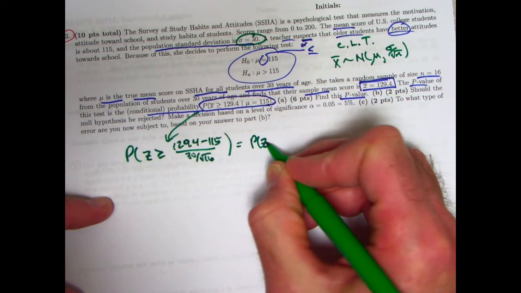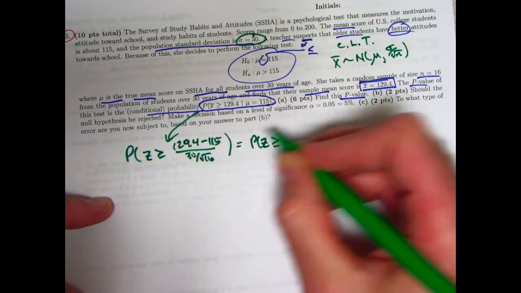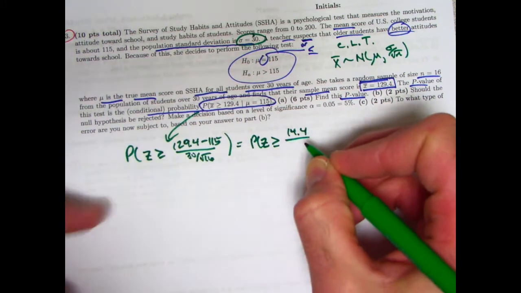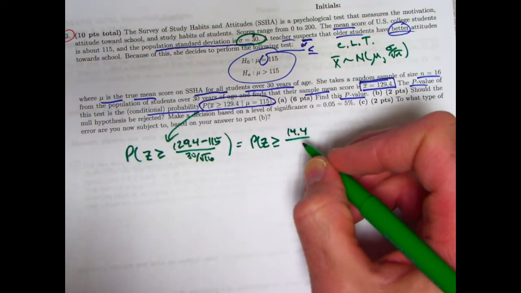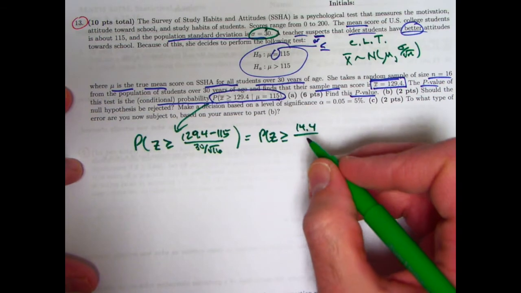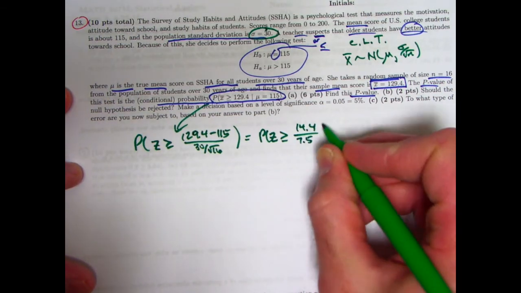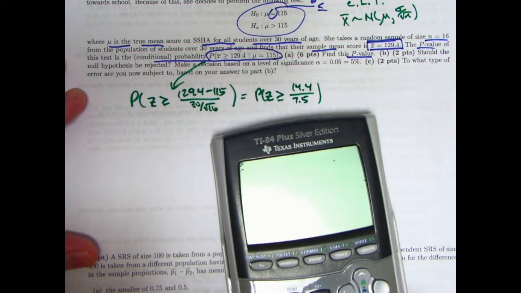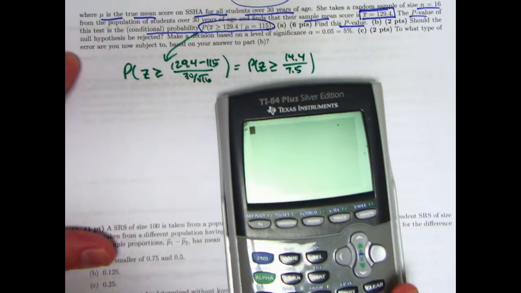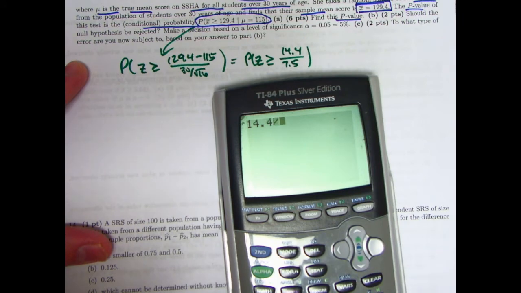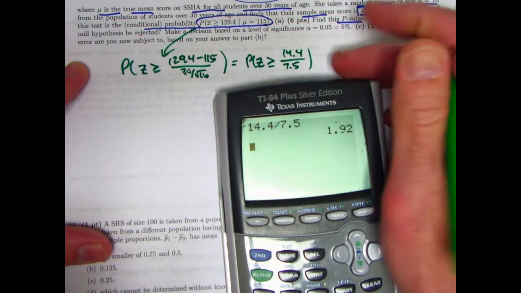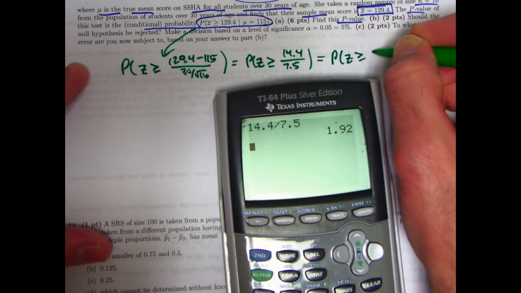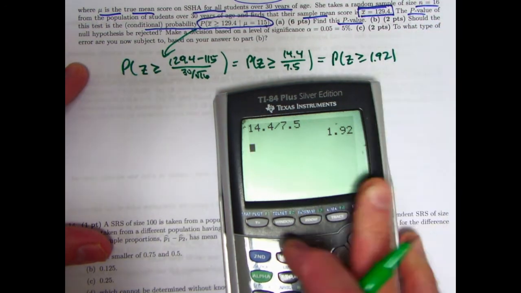So that's the same as the probability that z will be greater than or equal to, this will be 14.4. Square root of 16 is 4. 30 divided by 4 would be 7.5. Hoping I don't make mistakes. All right, 14.4 divided by 7.5 is 1.92. So this is the probability that z is greater than or equal to 1.92.